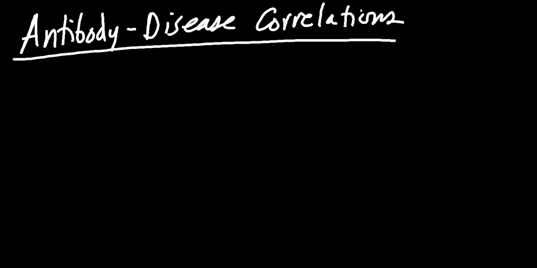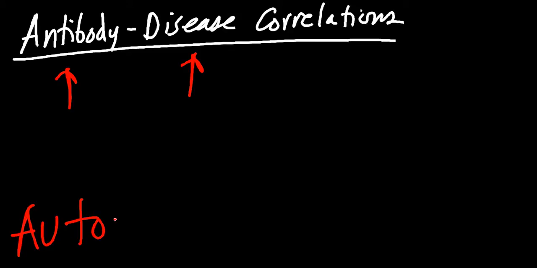Alright, welcome everybody. We're going to start off by talking about antibody-disease correlations. Now, this is going to be a lot of memorization because I'm going to tell you an antibody, and there's going to be a certain disease associated with it. Why do we see all this? It's due to the big word autoimmunity.